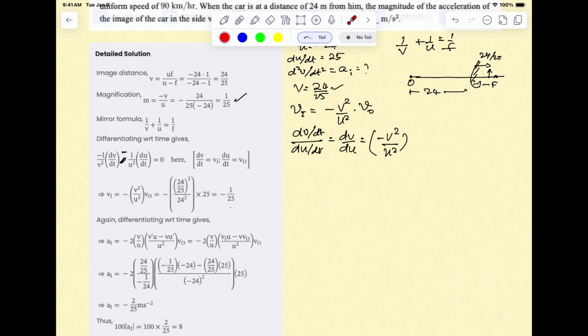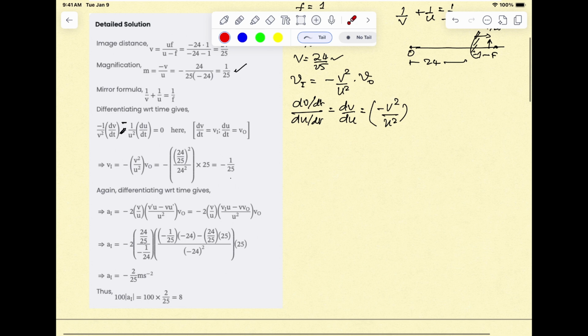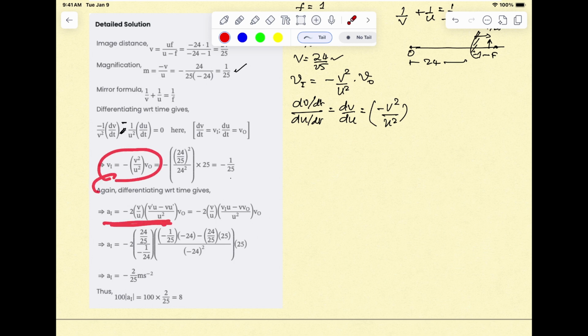Because you don't stop with the velocity of image formula, you have to go down to the acceleration of image formula, which means now you have to take this particular expression and then differentiate it once more in order to get the acceleration of the image. Or rather, you have to take this expression, velocity of image equal to minus v squared by u squared times velocity of object, and then differentiate once more to get this particular value. There you would actually require the velocity of image and velocity of object values.